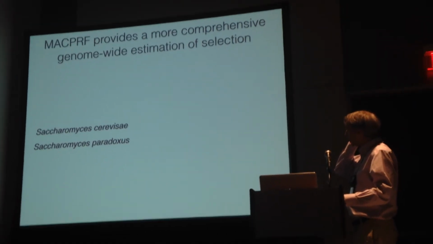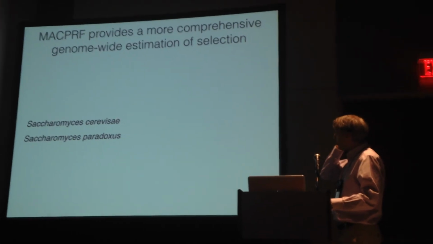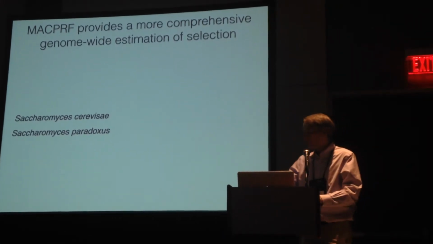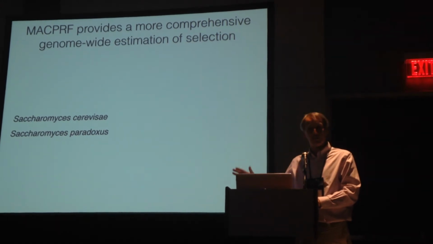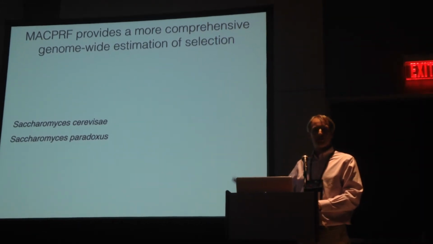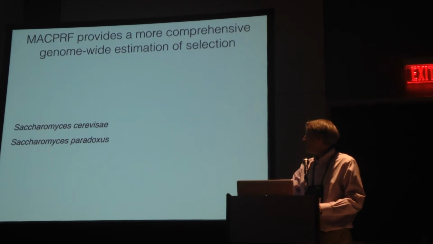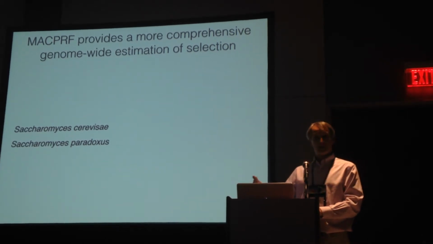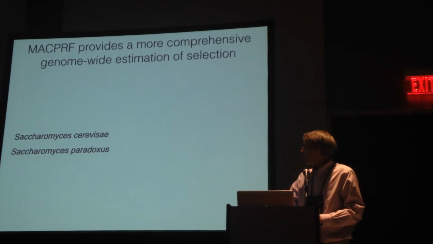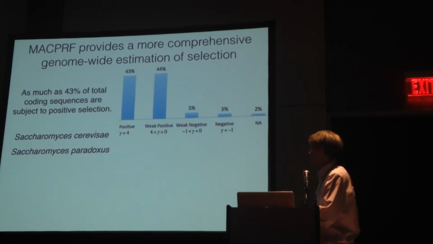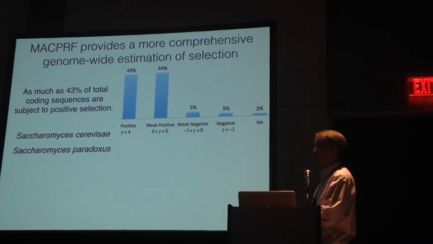the genome-wide estimation of this, and I was surprised by the result, but in some ways it makes a lot of sense. So if we compare Saccharomyces cerevisiae and paradoxus, running MAC-PRF on the entire genome, which, because this is very computationally intensive, required a lot of compute cycles, what we get is a picture of how much selection is occurring across the entire genome in the coding sequences. And it's actually remarkable how strong we find selection is under this model.